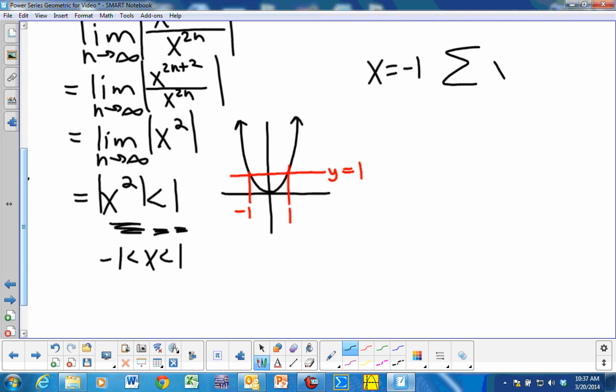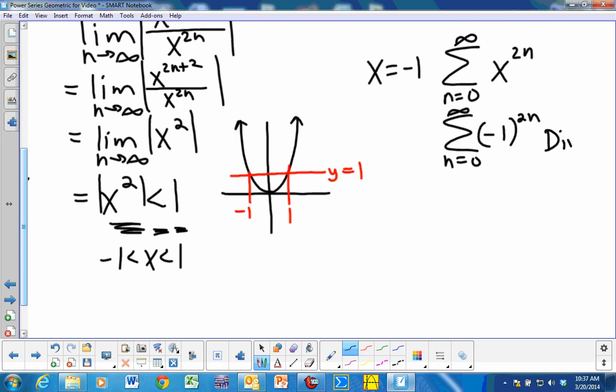Our generic series was x to the 2n, and we could start at 0 because it started at a 1. So if we look at x to the 2n and we put in x equals negative 1, that's going to give us negative 1 to the 2n. Well, if you plug in 0 or 1 or 2 or whatever, you're going to get negative 1 to an even power, which is going to be 1. So you're going to have 1 plus 1 plus 1 plus 1, which is certainly going to diverge, or just do the limit, and this is going to diverge because the limit is not going to be 0.